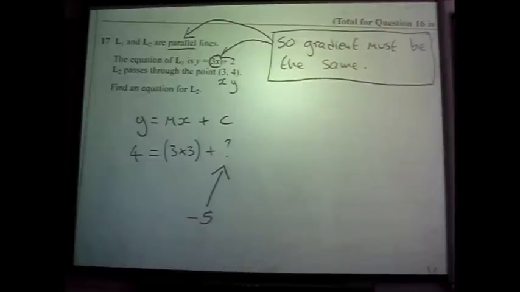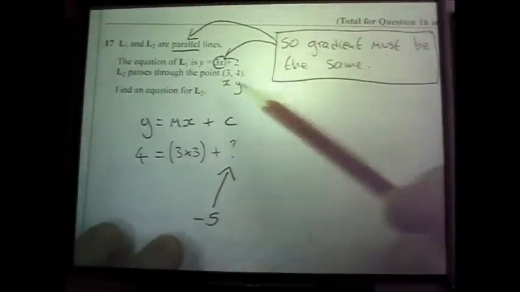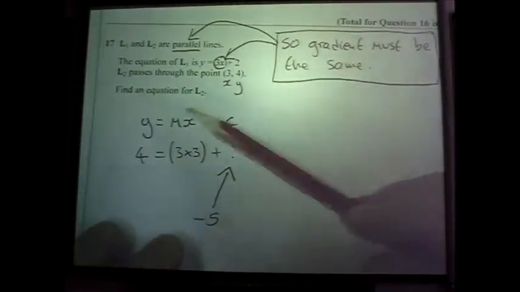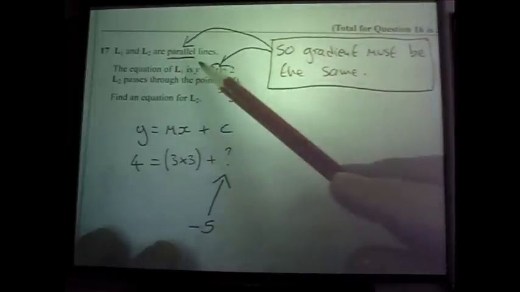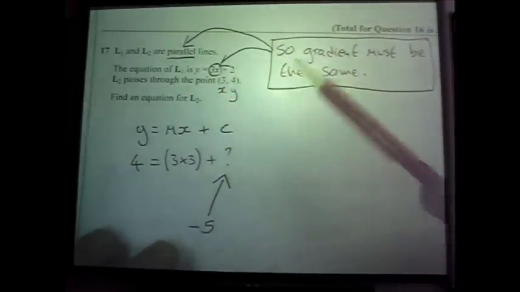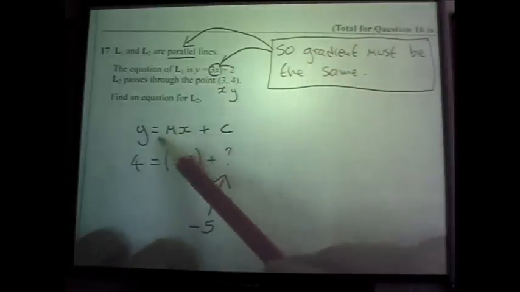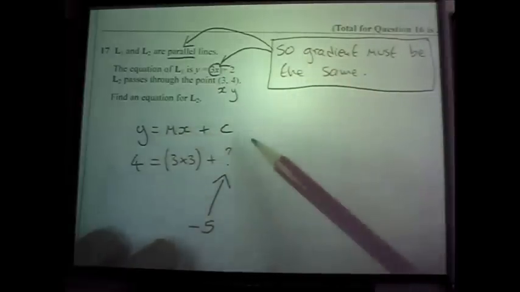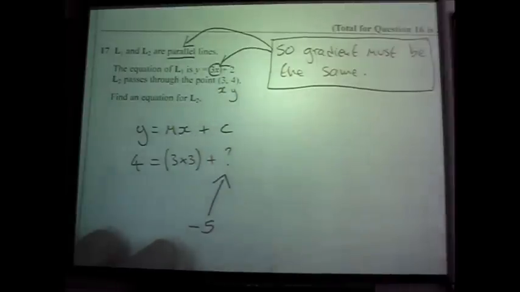Okay, question 17. L1 and L2 are parallel lines. The equation of L1 is y equals 3x plus 2, and L2 passes through the point 3,4. Find the equation for L2. Right. Because they're parallel, that means they're like train tracks. They go on forever. The gradient must be the same. The gradient will be this m bit here. That stands for gradient. So I'm quite happy to write y equals 3x, and you'll get 1 mark for doing that bit.